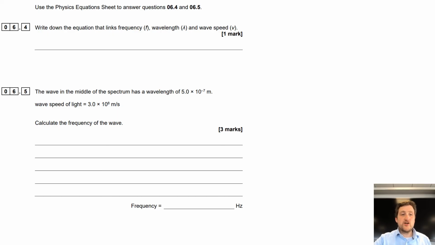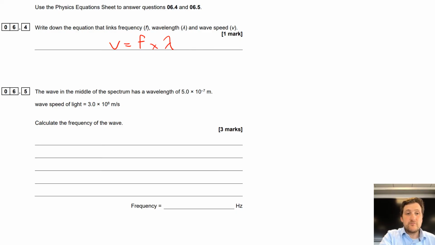Right, write down the equation. Again, you can do it in word or symbol. I'm going to do it in symbol. So it's wave speed equals frequency times by wavelength. And then again, underneath it, obviously, you're going to get this equation to link it to. And it's 3 marks that tells you you're going to have to substitute into values and rearrange to solve.